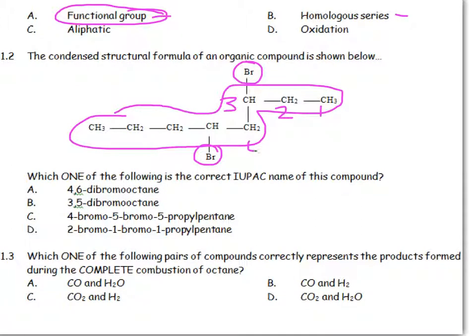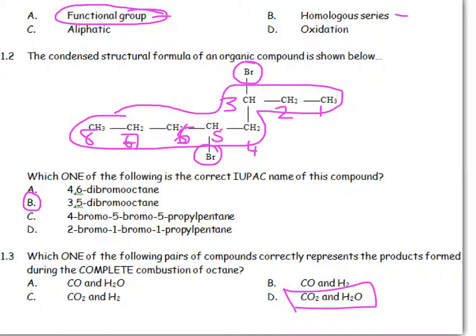1, 2, 3, 4, 5, 6, 7, 8, and we land up with 3,5-dibromo-octane. Which of the following pairs of compounds correctly represents the products formed during the complete combustion of anything? In this case it is octane, and it's going to be your carbon dioxide and water that are your products of a combustion reaction.